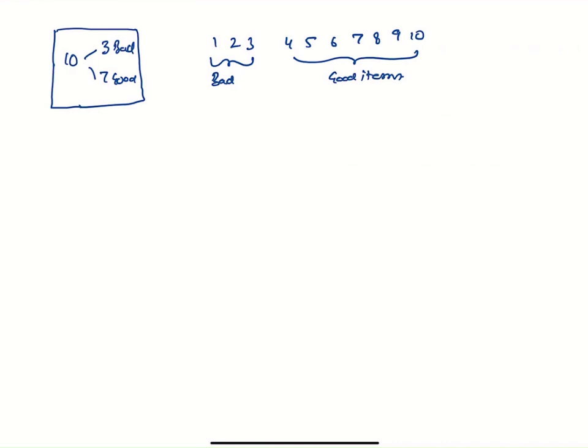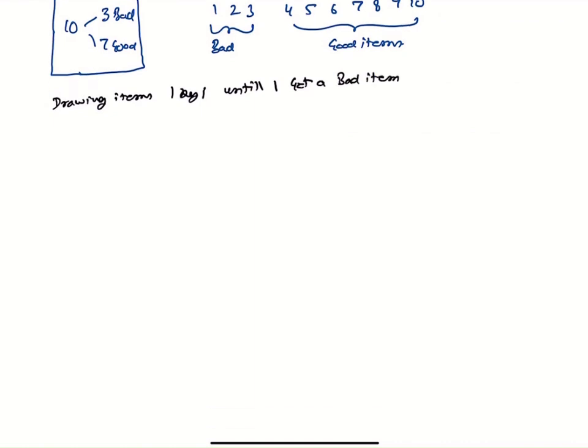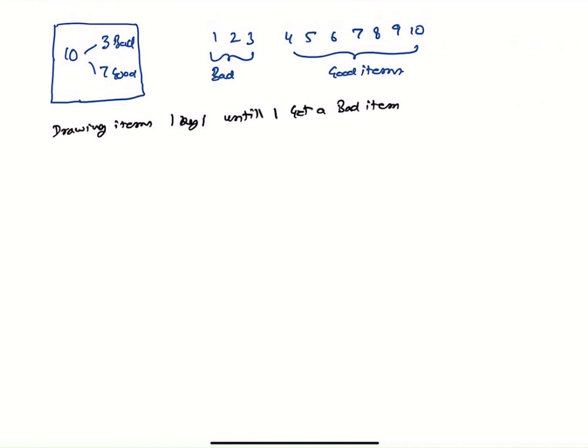We are drawing items one by one until I get a bad item. The chance that I get a bad item in the first draw is what? Because there are 3 bad items, I'm going to get 3 out of 10.